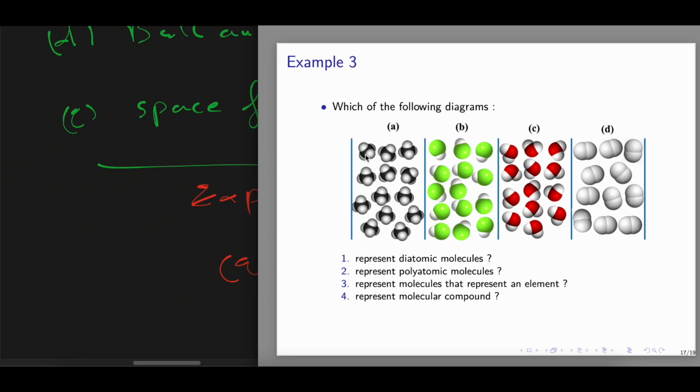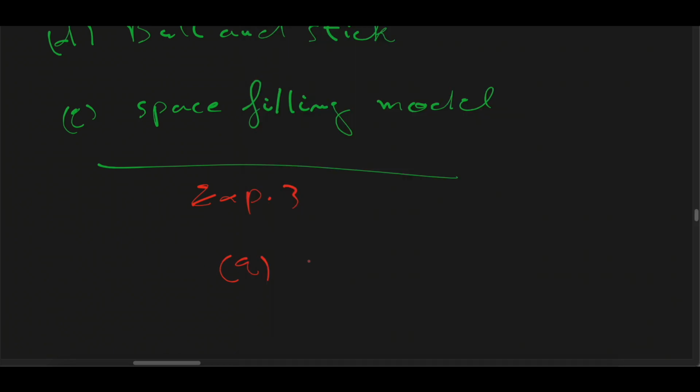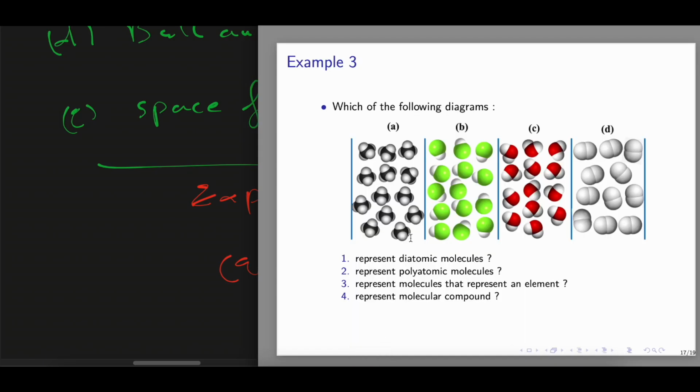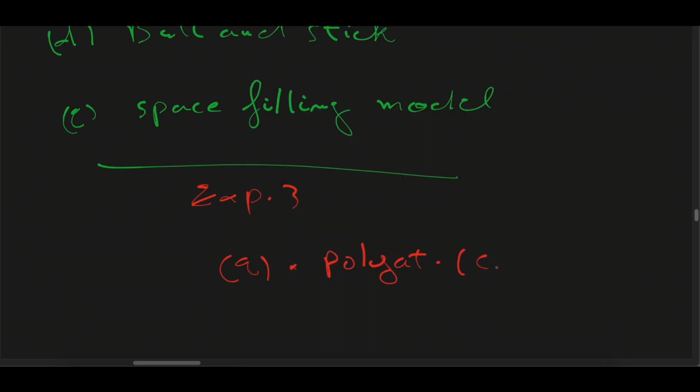So here we have CH4. First, is it a diatomic molecule? No, it is not, because it is composed of more than 2 atoms, and so we have a polyatomic molecule. So the A is a polyatomic molecule. And also, is it a compound or an element? Here we can see that it is a compound because it is composed of carbon and hydrogen. So it is a compound.